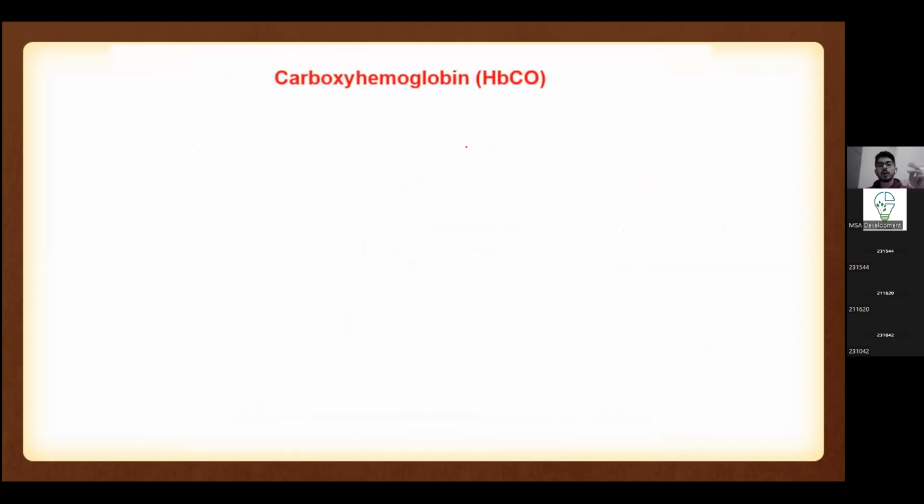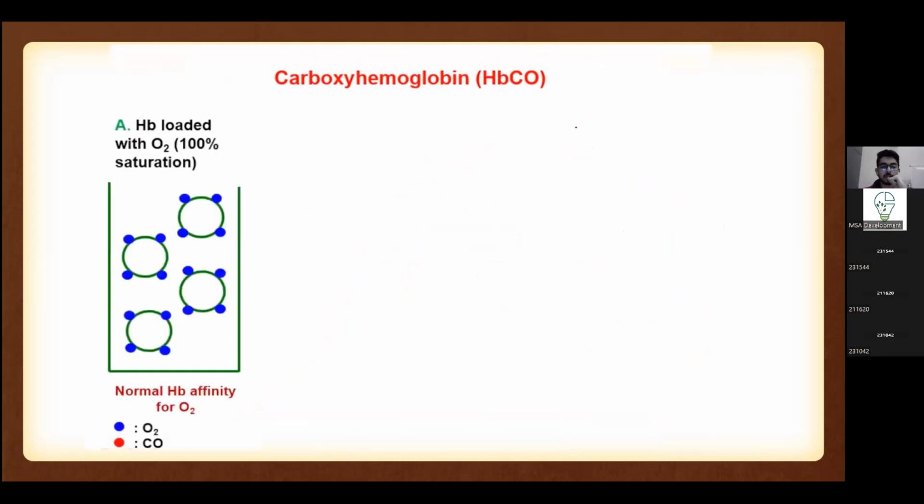Okay. Now we are going to discuss 2 cases in which we have an inactive hemoglobin, or cases in which hemoglobin is not transporting oxygen well. Okay. So let's take a quick review about the previous ideas. So in this example here in A, we have 4 hemoglobin molecules. All of them are bound to oxygen, and all the binding sites are occupied. Therefore, we can say that we have a saturation of 100%.